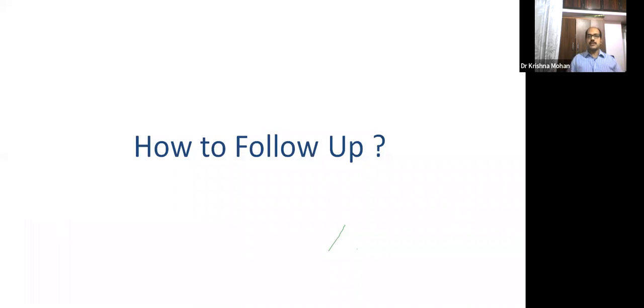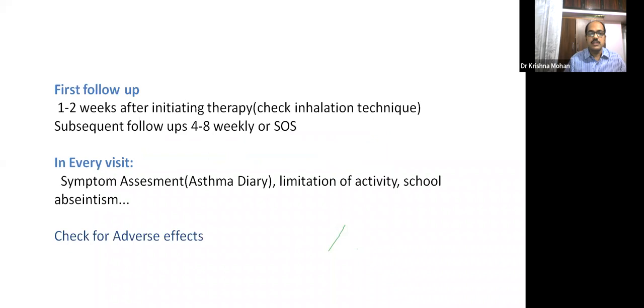Now you have started, whatever may be the age, less than 5 years, 6 to 11 years, or adult or adolescent, you have started the patient on some sort of preventive treatment. Then how will you follow up the patient? The first follow-up should be done 1 to 2 weeks after initiating therapy, and subsequent follow-up monthly or once in 2 months you can do.